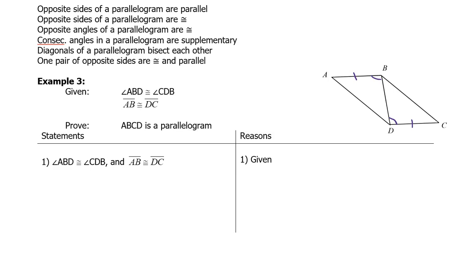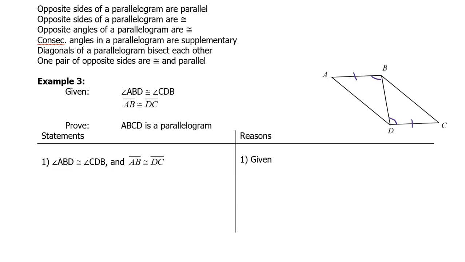So there's 2 different routes that you can go with this proof. You can go the CPCTC route again, or we could try something different. So let's look at all the other proof reasons that we haven't used yet. So consecutive angles of a parallelogram are supplementary. We're not really going to be using this much to prove parallelograms. But opposite angles are congruent. Could we prove something about the opposite angles? Well, we could prove something about A and C, but not B and D, because B and D are split, right? What about one pair of opposite sides are congruent and parallel?